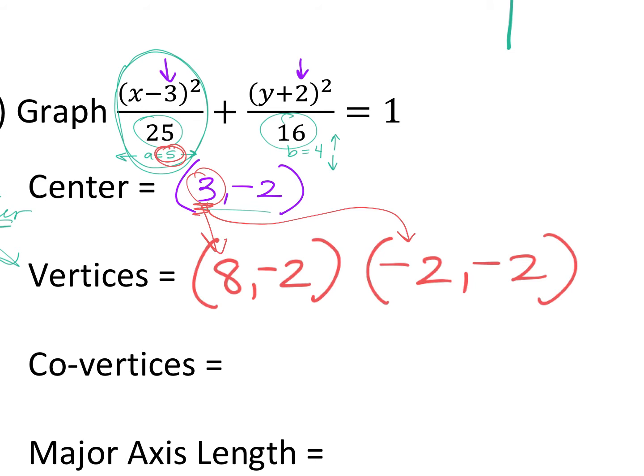Okay, that means my co-vertices, if you weren't going to do it from the graph, and I'll show you from the graph in just a minute, but if you were going to do it this way, if your b value is 4, that means from your y value, you're going to go up 4 and down 4, right? So from -2, if I add 4, where do I end up?